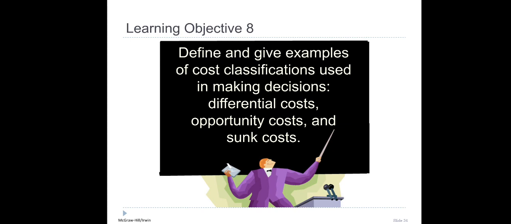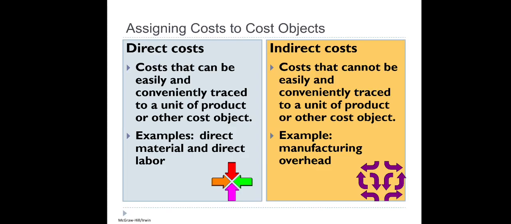And then, okay, this one. Define and give examples of cost classifications used in making decisions. Differential cost, opportunity cost, and sunk cost. Okay, these things are not in your ACT3110 syllabus. So you don't have to worry about that. So you have to know about the categories of cost here.